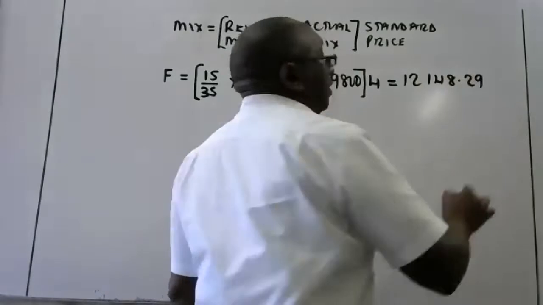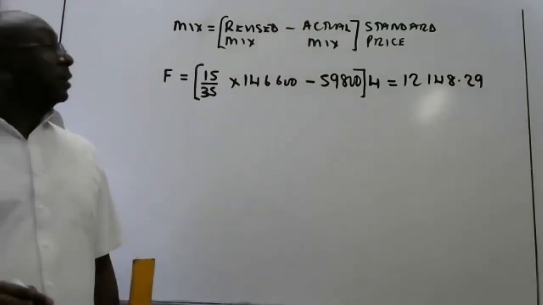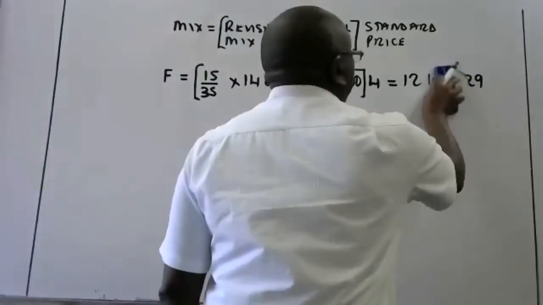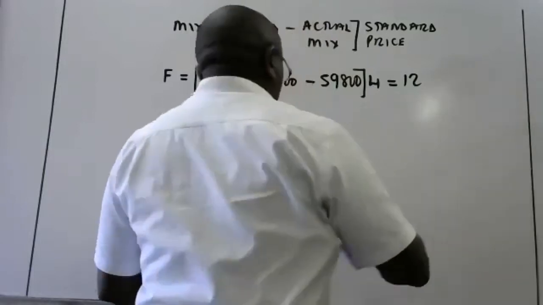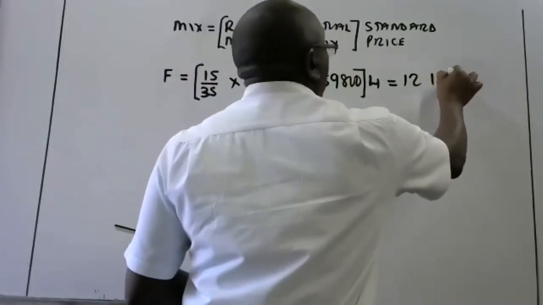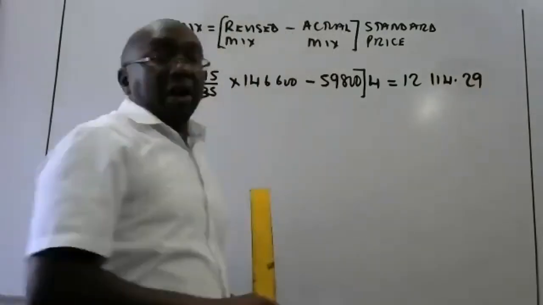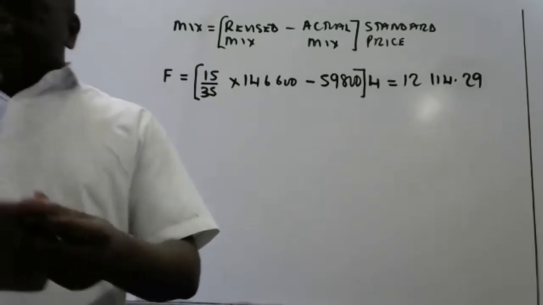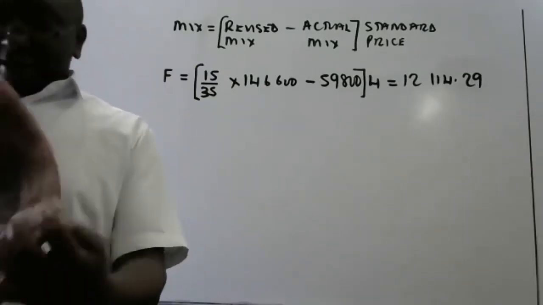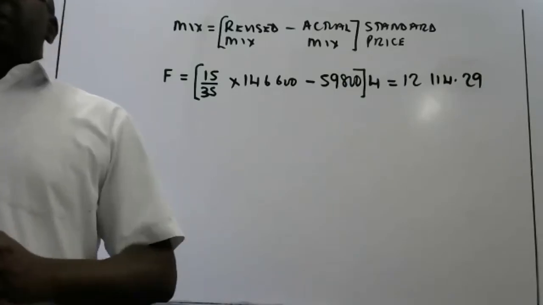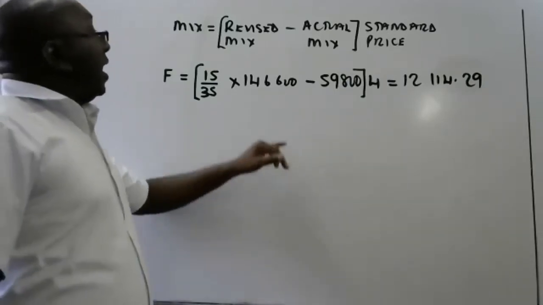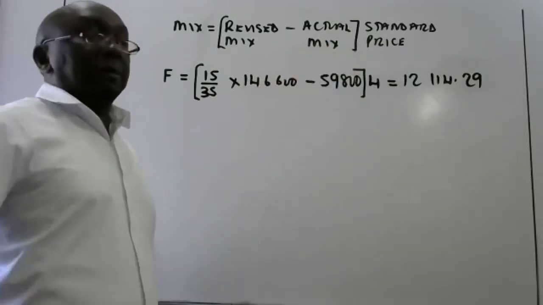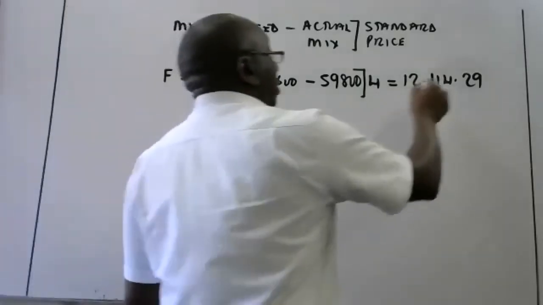It's 114.29. Favorable or adverse? Positive or negative? It's positive. So if it is positive, it means the actual is small. If you put in less and still get your purpose, that is good. So that is favorable.